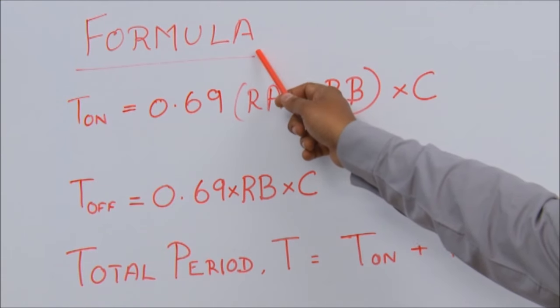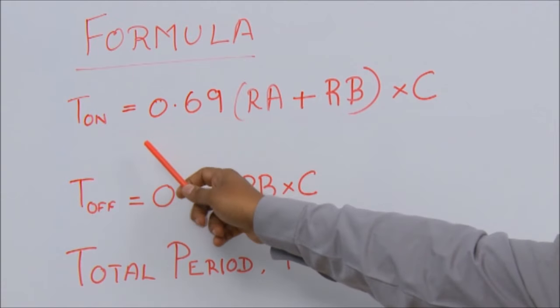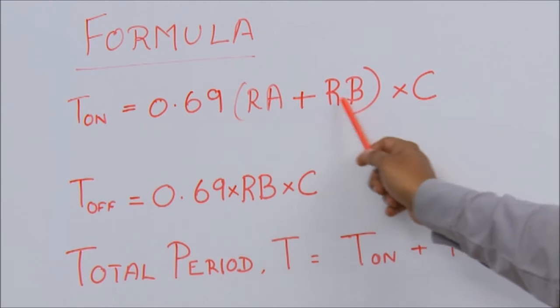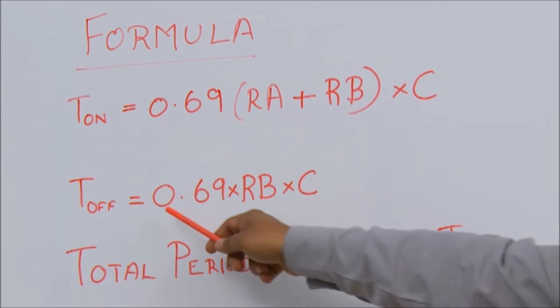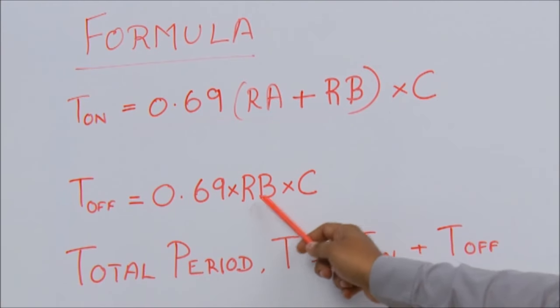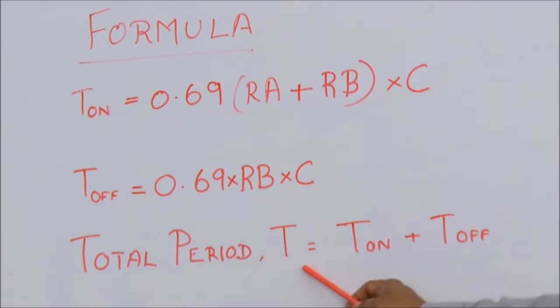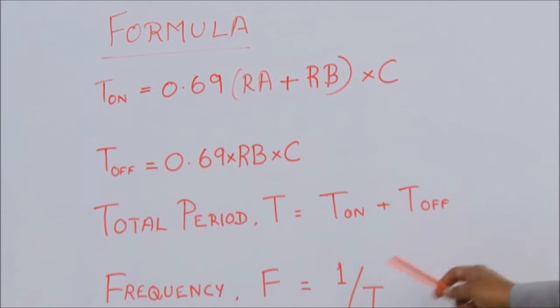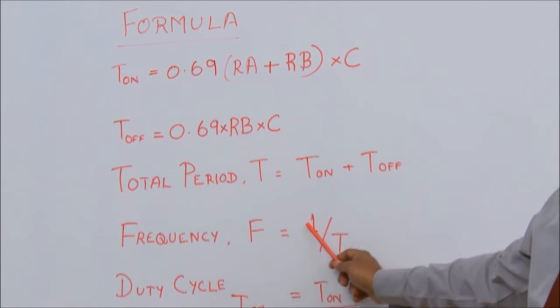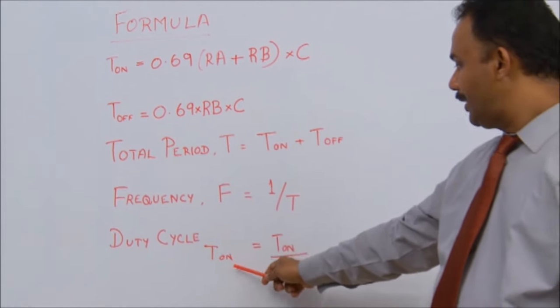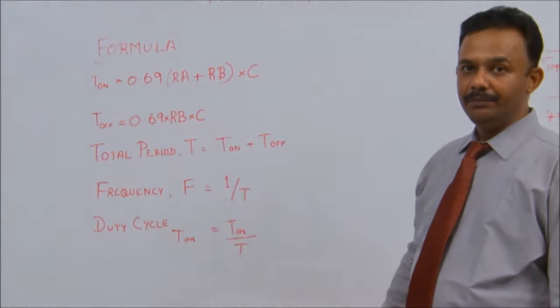The formula for this calculation is T on equal to 0.69 into (RA plus RB) into C. T off equal to 0.69 into RB into C. Total period T equal to T on plus T off, and the frequency F equal to 1 by T. Duty cycle equal to T on divided by T.